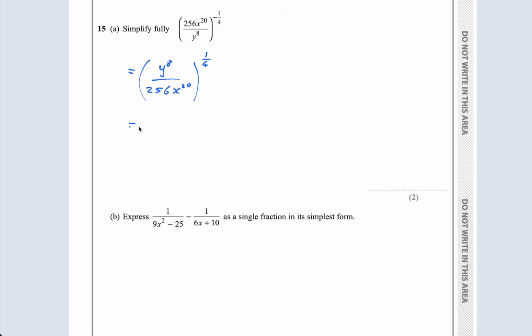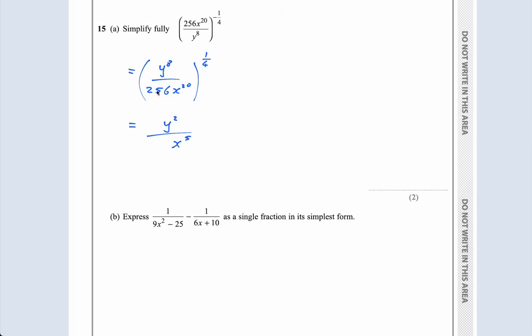Then the next rule that we know is if you've a power raised to another power, we multiply the powers. So y to the 8 to the power of a quarter is y to the 8 times a quarter. We multiply these two powers, and 8 times a quarter is 2. So the numerator is actually going to be y squared. And then I have to do the same thing with the x. I'll do the x first, guys. Don't worry, I haven't forgotten about this. So it's x to the 20 to the power of a quarter. I multiply 20 by a quarter, which is 5.